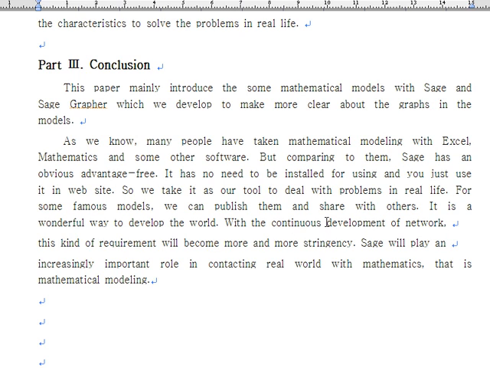With the development of the network, these requirements will become more and more stringent. So Sage will play an important role in connecting the real world with mathematics. That's mathematical modeling. This is the end of my presentation. Thank you, everyone.